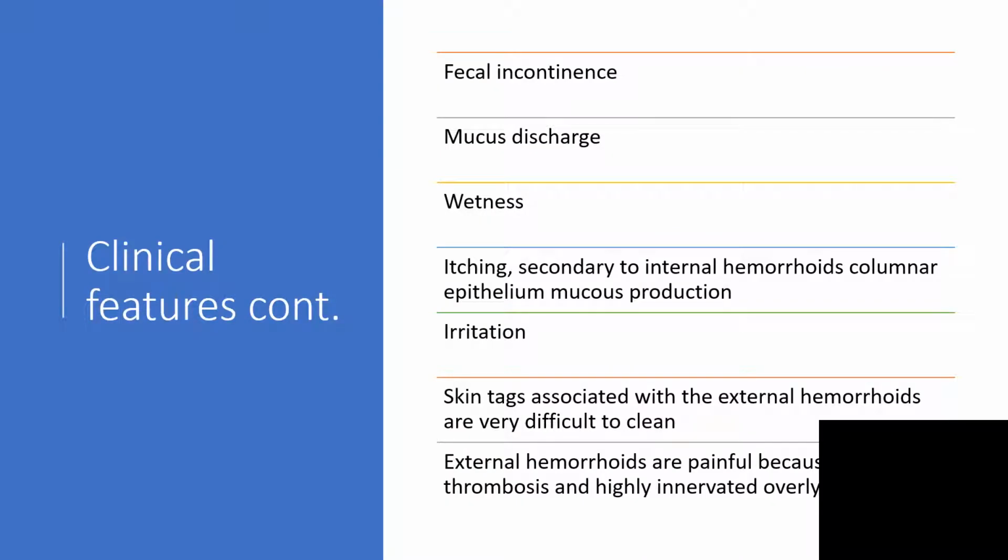There is possibility of fecal incontinence, mucus discharge, wetness, and itching that is secondary to internal hemorrhoids' columnar epithelium mucus production. It is possible to be irritating, and the skin tags associated with external hemorrhoids are very difficult to clean. External hemorrhoids are painful because of possible thrombosis and highly innervated overlying skin.